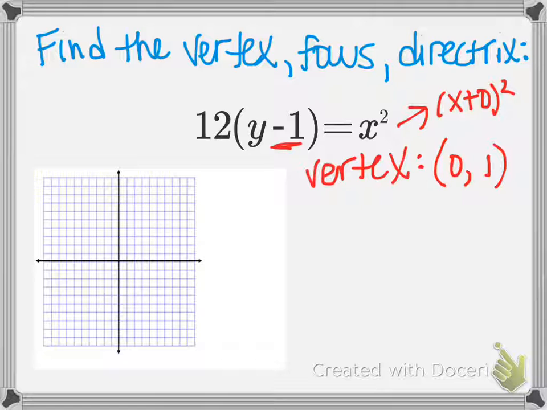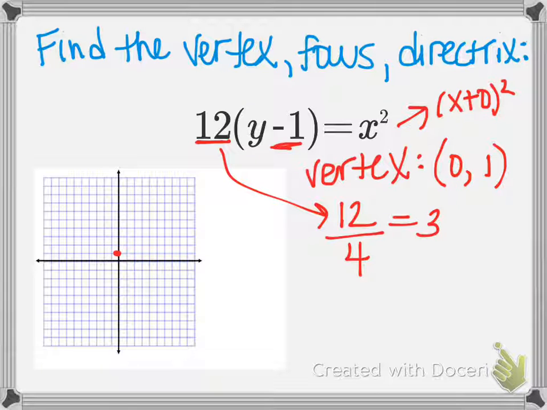Okay, so it might be helpful now. I put a grid here. I think you might want to plot that and see where it lands. Okay, so there's my vertex. Now this number 12 is really important. So if that's 12, I want to divide it by 4 to get my p-value, and that's actually going to give me 3, same as that last example.